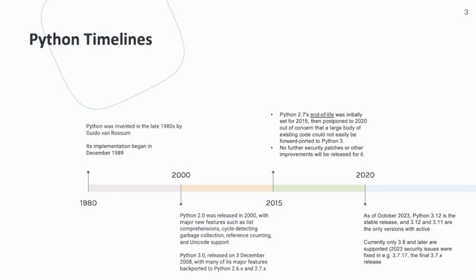As we discussed, Python is a very old language. Java came into the industry in 1996. However, Python came into existence in the 1980s itself. It started being implemented in December 1989.